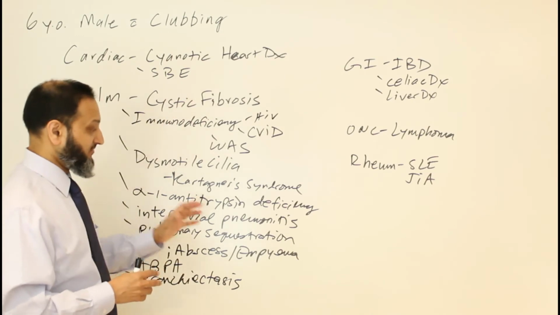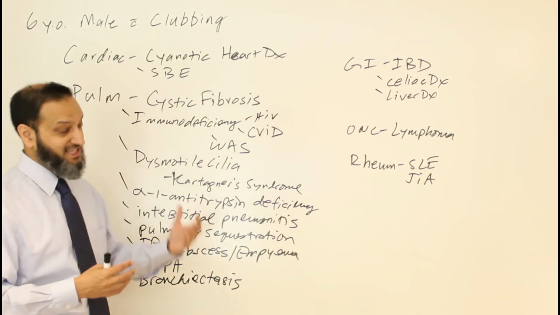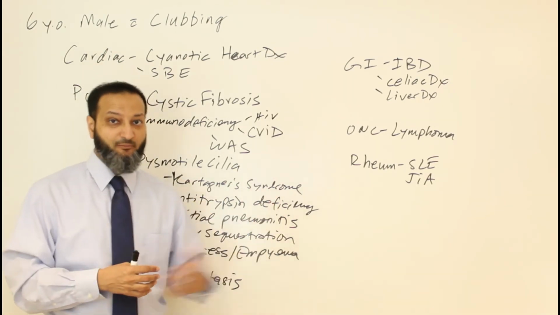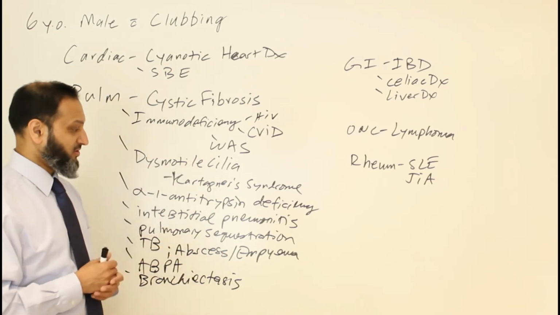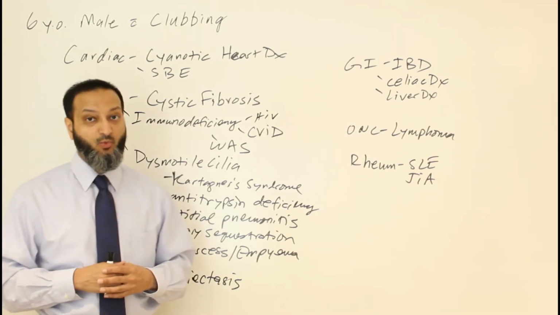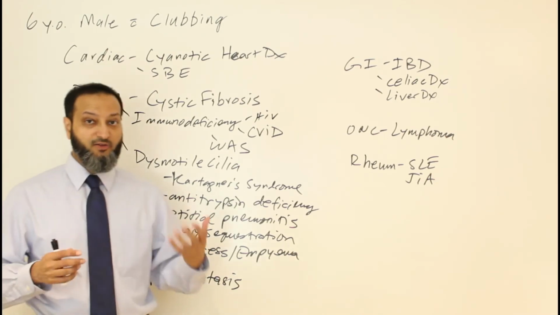That really broadens the differential, and it's not just simple asthma. There's something else going on in addition to the asthma, or separate from the asthma, that is actually causing the clubbing and the poor weight gain. So this was our differential diagnosis on this patient when he first presented.